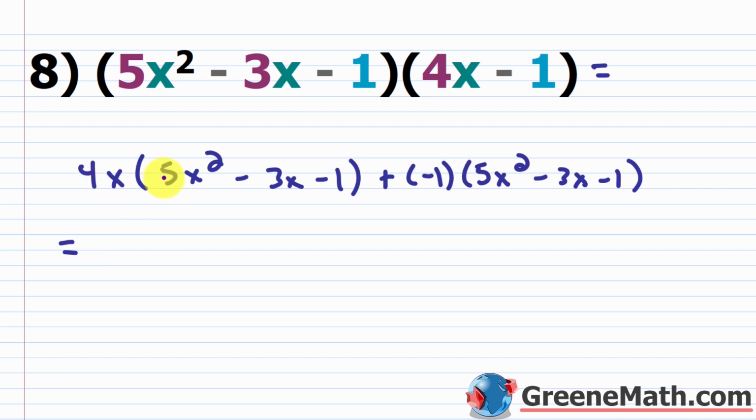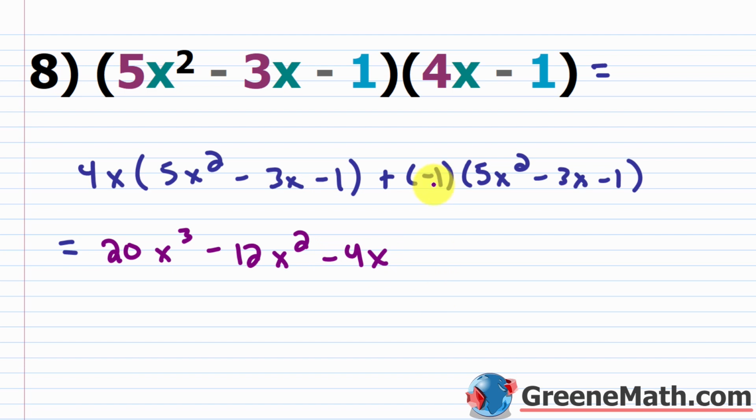So we have 4x times 5x squared. 4 times 5 is going to be 20. X times x squared is x cubed. So x cubed like this. And then you have 4x times -3x. So let me put minus there. 4 times 3 is 12. X times x is x squared. And then 4x times -1 is minus 4x.